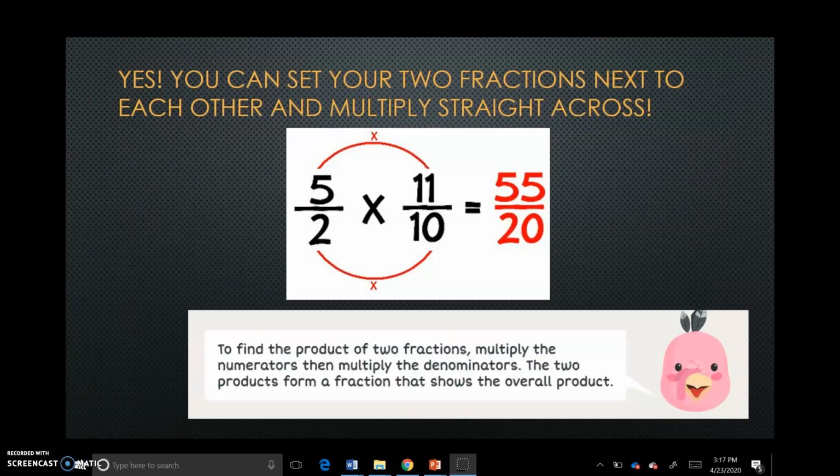Yes, hopefully you noticed that you can just set your two fractions up next to each other and multiply straight across. So to find the product of two fractions, you're going to multiply the numerators and then multiply the denominators. The two products form the fraction, which gives you your overall product. So here's a nice example: 5/2 times 11/10, 5 times 11, and 2 times 10. You'll get 55/20, which we could then, of course, reduce if we so chose. So hopefully you were able to notice that pattern as well. You're just multiplying straight across.